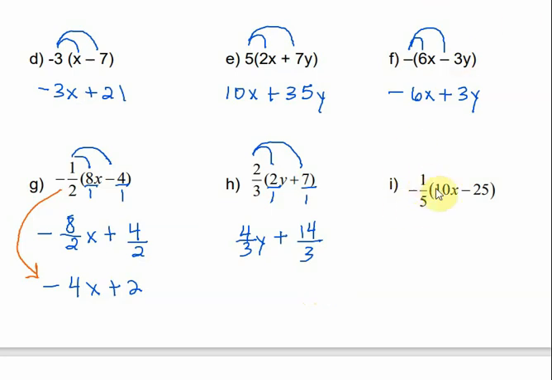Okay, so then in I, we could take the shortcut, and since this has a 1 on top, we could really just divide each one of these by 5. But I'm going to go ahead and do it the long way because I don't want to confuse anybody. Negative 1 times 10x would be negative 10x. 5 times 1 is 5. Negative 1 times negative 25 would be positive 25. Over 5 times 1 is 5. Then I would reduce that, and I would get 2x plus 5. So again, I could have just divided each of these by 5. 10 divided by 5 is 2. 25 divided by 5 is 5.